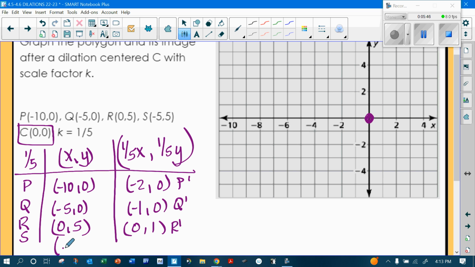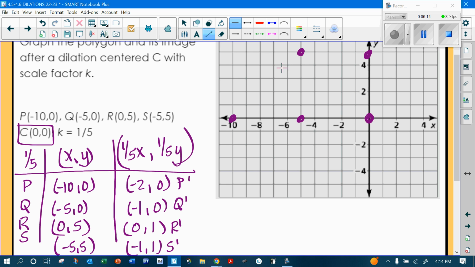And point S is located at negative 5, 5. 1/5 times negative 5 is negative 1. 1/5 times 5 is 1. This is my S prime. So I'm going to plot all of these points. So negative 10, 0, this is the original. Negative 5, 0 is here. 0, 5 is here. And negative 5, 5 is here. All right, I'm going to cheat and use my little line tool.